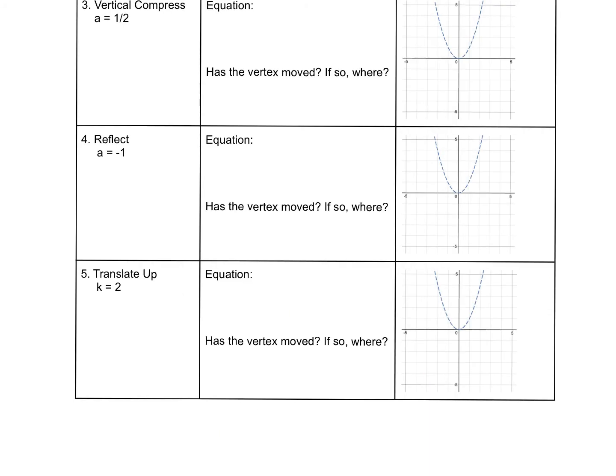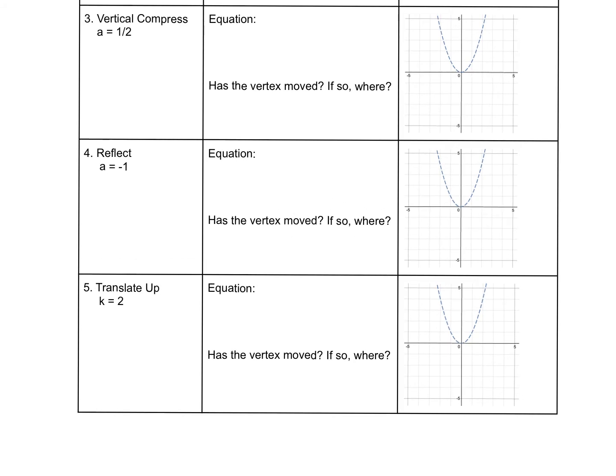All right, the next one, number 4, is a reflection. The equation for a reflection we learned yesterday is that you just put a negative sign out in front of it. Okay, the vertex is not going to move, so it's still going to be 0, 0 on this. If I reflect it, you guys can kind of figure that out.